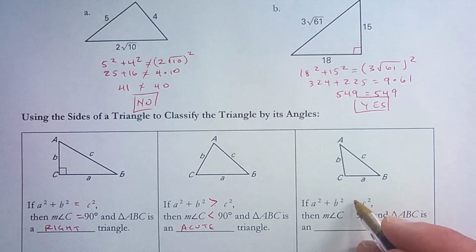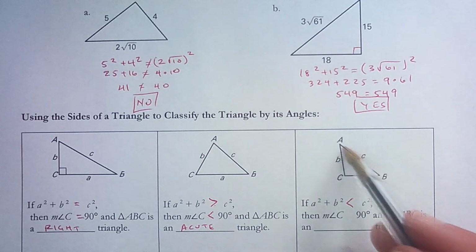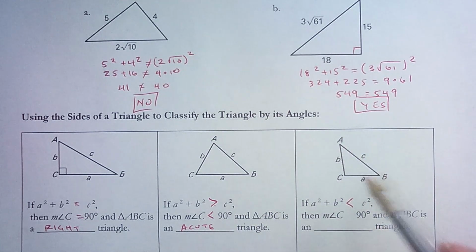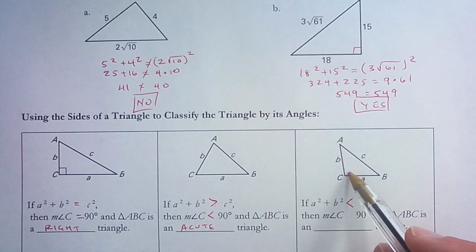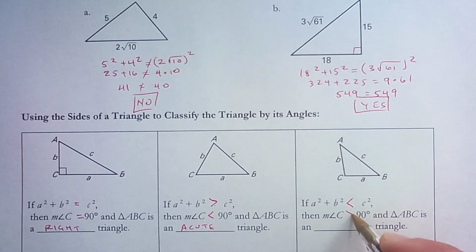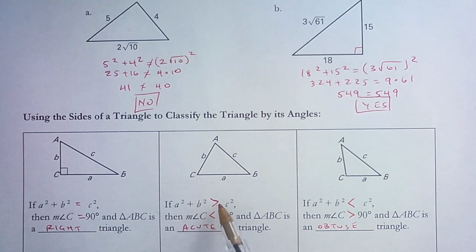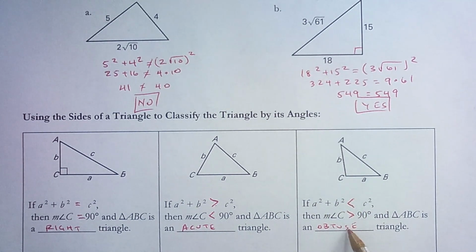And if a squared plus b squared is less than c squared, okay, that means that c is a bit too long for this angle C to be a right angle. So angle C is actually greater than 90 degrees, which makes the triangle obtuse. So if a squared plus b squared is greater than c squared, we have an acute triangle. And if a squared plus b squared is less than c squared, we have an obtuse triangle.